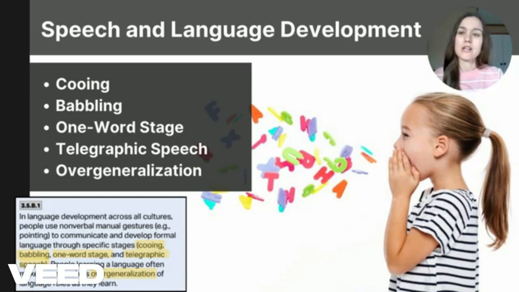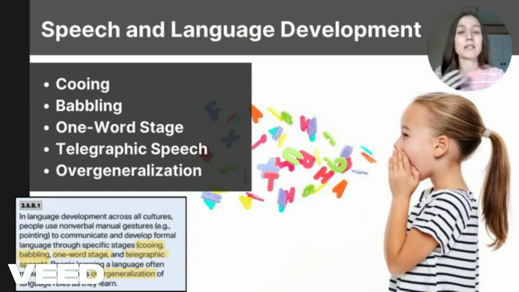The first stage in speech and language development is cooing, and cooing happens around 6 to 8 weeks. This is where babies start to make oohs and ahs. They make sounds that are vowel-like sounds. And this is their first step in experimenting with vocalization.